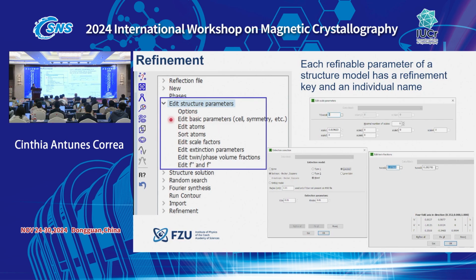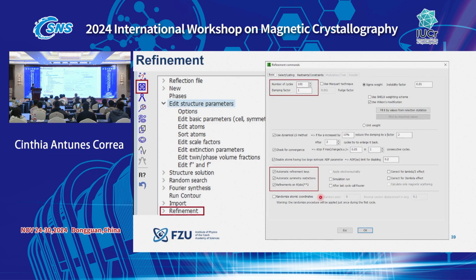If you open here the structure solution parameters, you can modify some atomic parameters. You can refine the scale parameters. You can refine extinction parameters, twin fractions, and so on. If you click on each of these options, it will open a new window, and then you can select which model or which option you want to refine. For the extinction, we have different models, so you can also choose or test which one fits your data better, and change it and refine again.